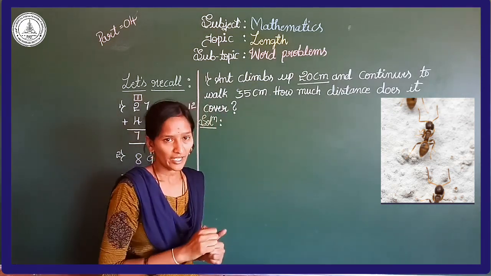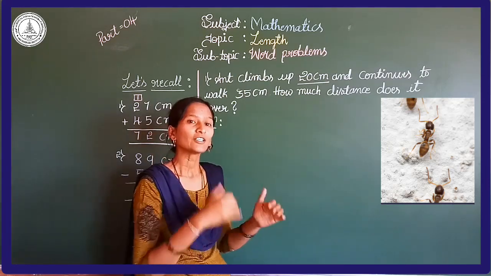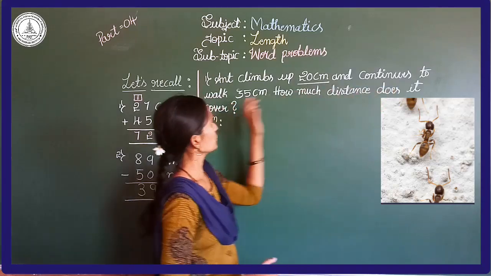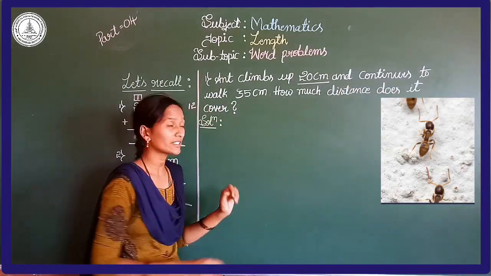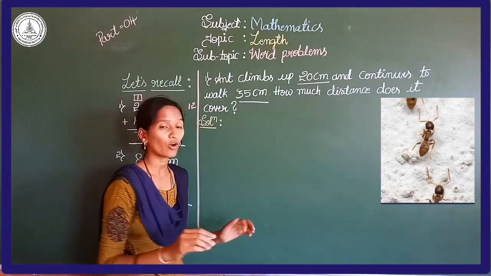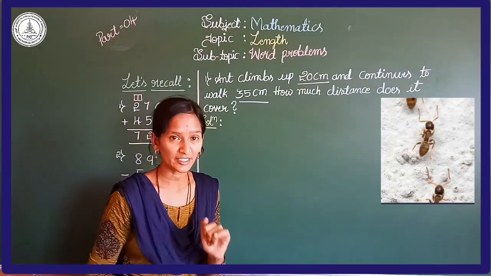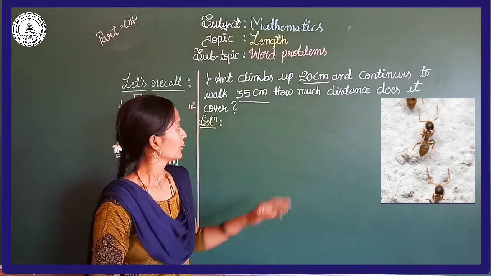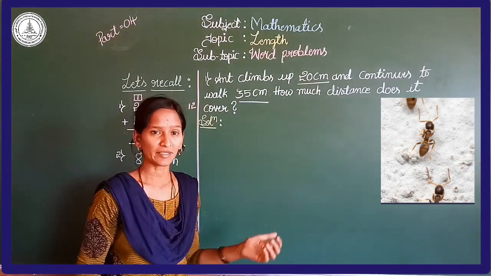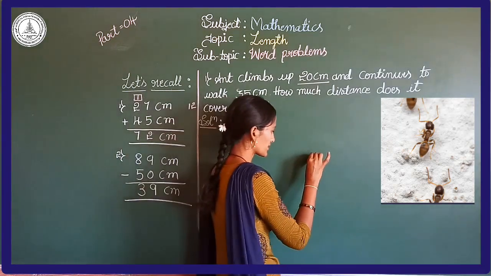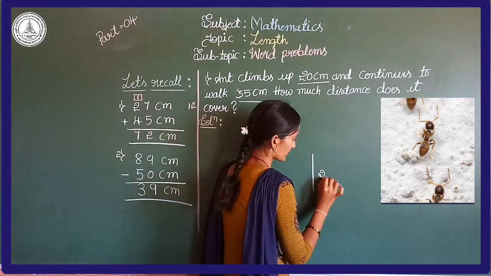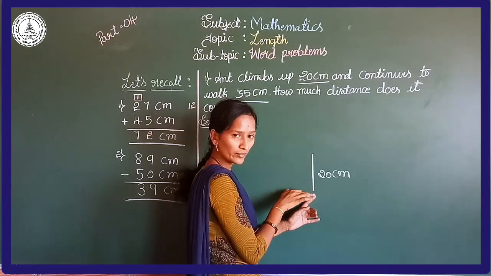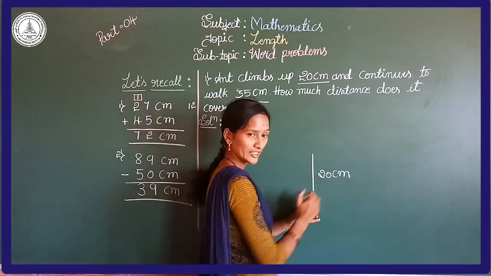After some time, what happens? It again climbs up the wall. See, it continues to walk. How many centimeter? 35 centimeter. First it walks 20 centimeter. After some time, again it continues to walk 35 centimeter. See here, first this is the distance. First the ant climbs up from down to up at 20 centimeter.